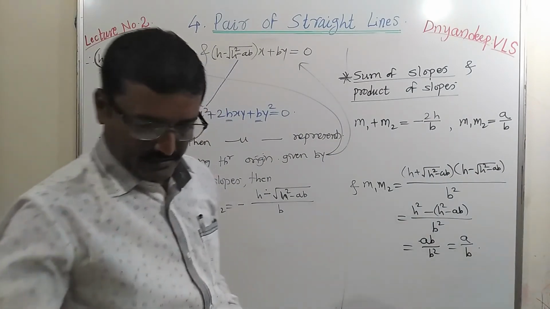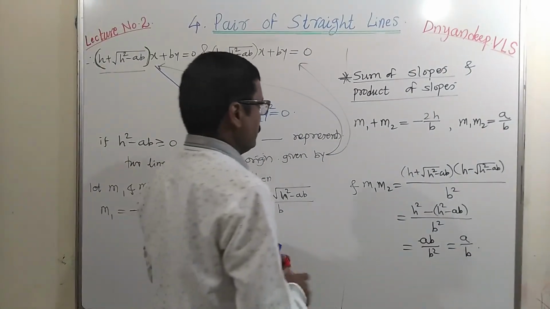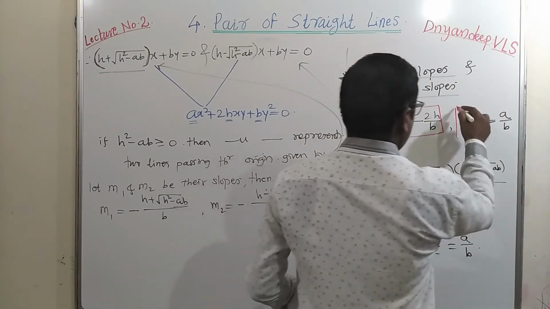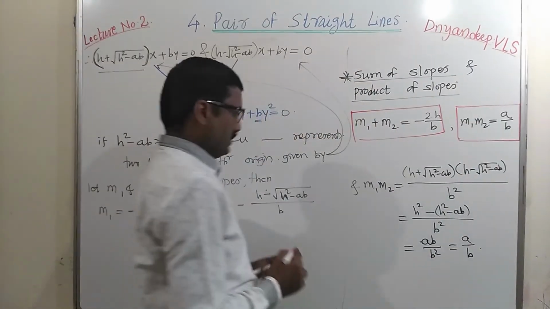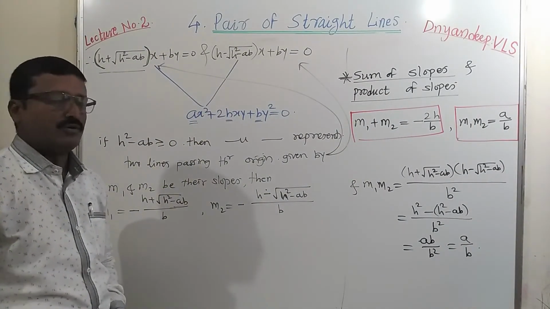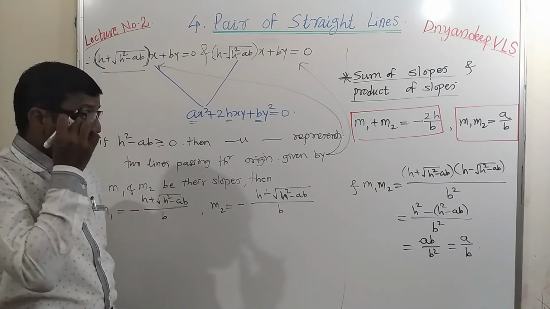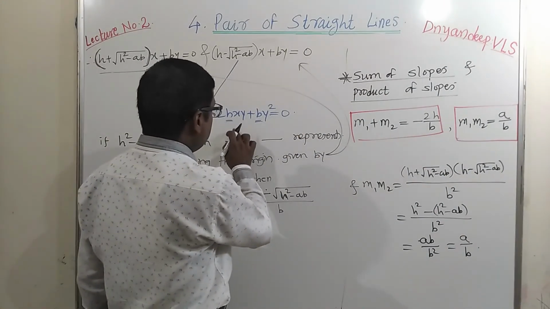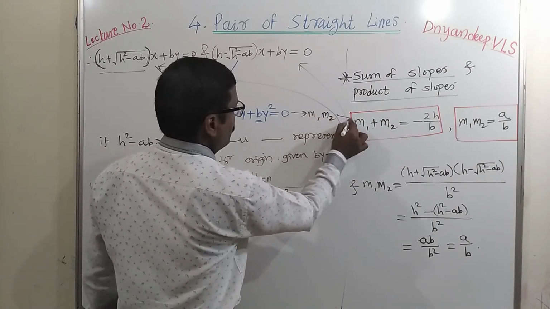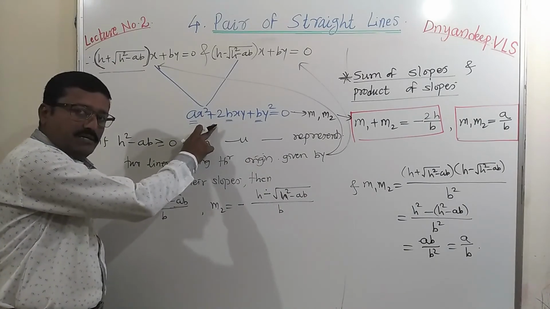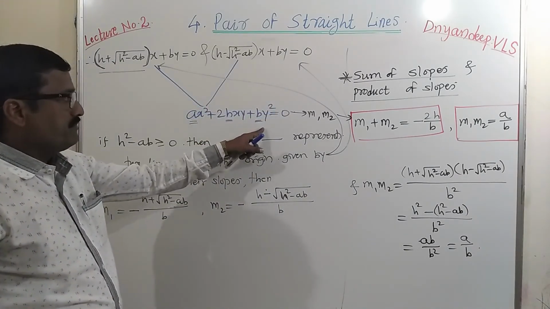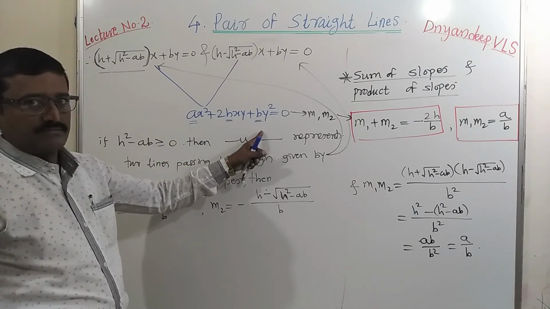And we get the important results here: the sum of slopes and product of slopes of two lines. So m1 plus m2 is equal to minus 2h upon b, and m1 m2 is equal to a upon b. So what to remember now? Whenever the combined equation of two lines is given, and if m1 and m2 are the slopes of the two lines given by this combined equation, then their sum of slopes is minus 2h upon b and their product is a upon b.